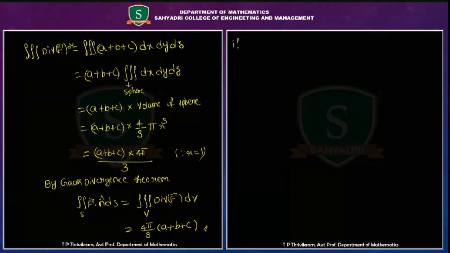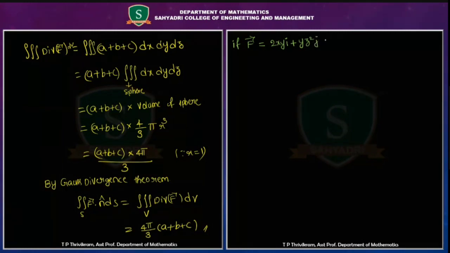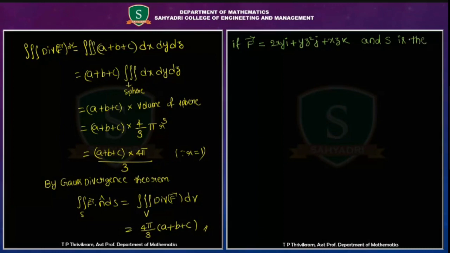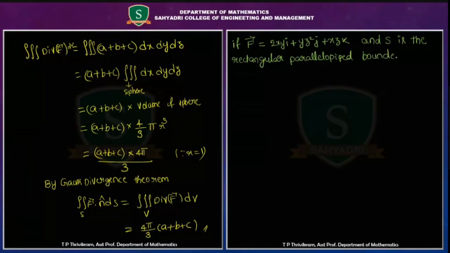Next, if F vector is equal to 2xy i plus yz² j plus xz k, and S is the rectangular parallelepiped bounded by x = 0, y = 0, z = 0.